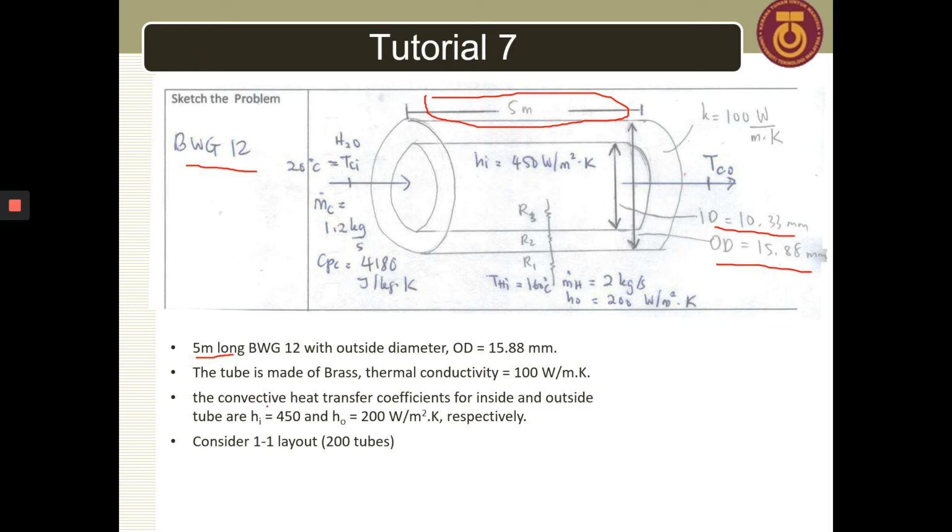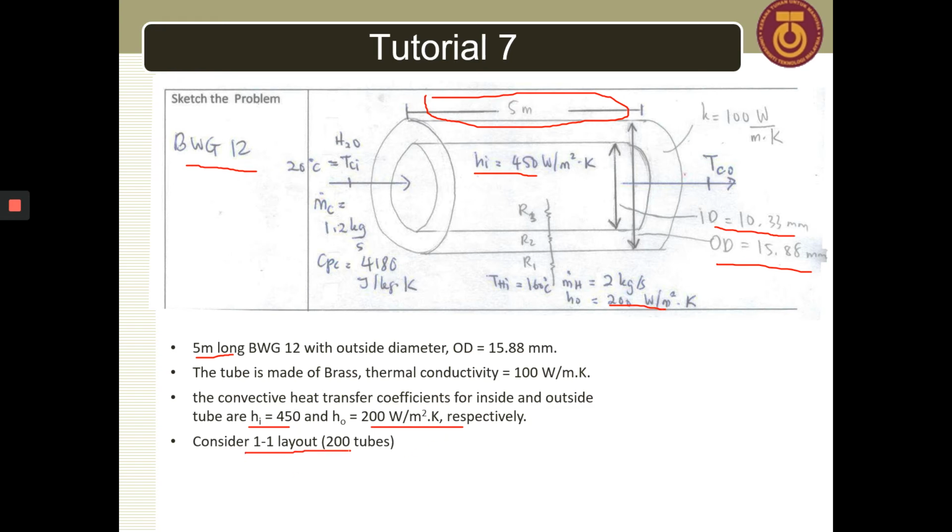The convective heat transfer coefficient. This is the h value because it is not the overall value. h i and h out are specifically mentioned. So h i should be inside, 450. h out should be here somewhere outside, between the tubes and the shell. So it is 200.